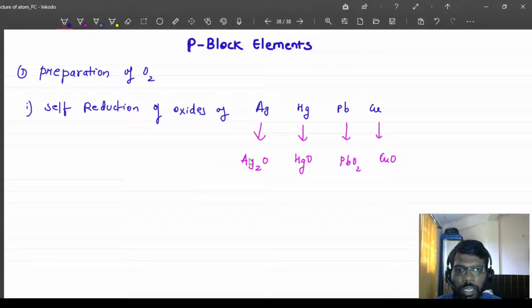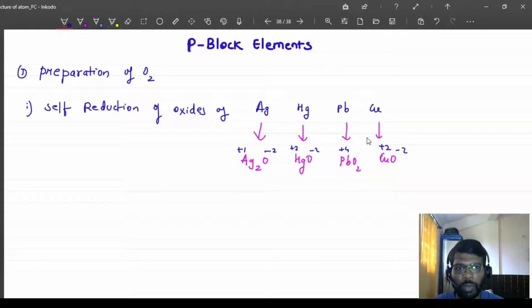The oxidation state of silver is +1. That's why we require two silvers to counteract this -2. Oxidation state of mercury is +2 and this is -2. Here it is +1, two silvers are there, so it is neutralized. Here also the overall compound is neutral. Oxidation state of lead is +4 and 2 into -2 is -4. These are the oxides of silver, mercury, and lead.